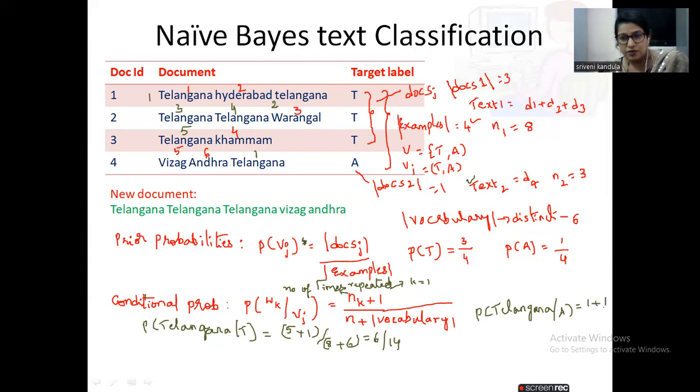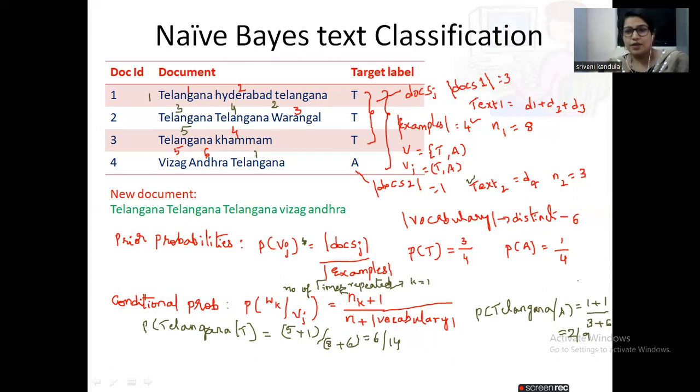The n_k value is 1 plus 1, divided by the number of terms that you have in this document. That is n_k = 1 plus 1, and the denominator is 3 plus the vocabulary size, which is 6, so it is 2 by 9. Similarly, we have to compute the conditional probability for all the distinct tokens that we have in this document or in the entire examples. So let us do it.